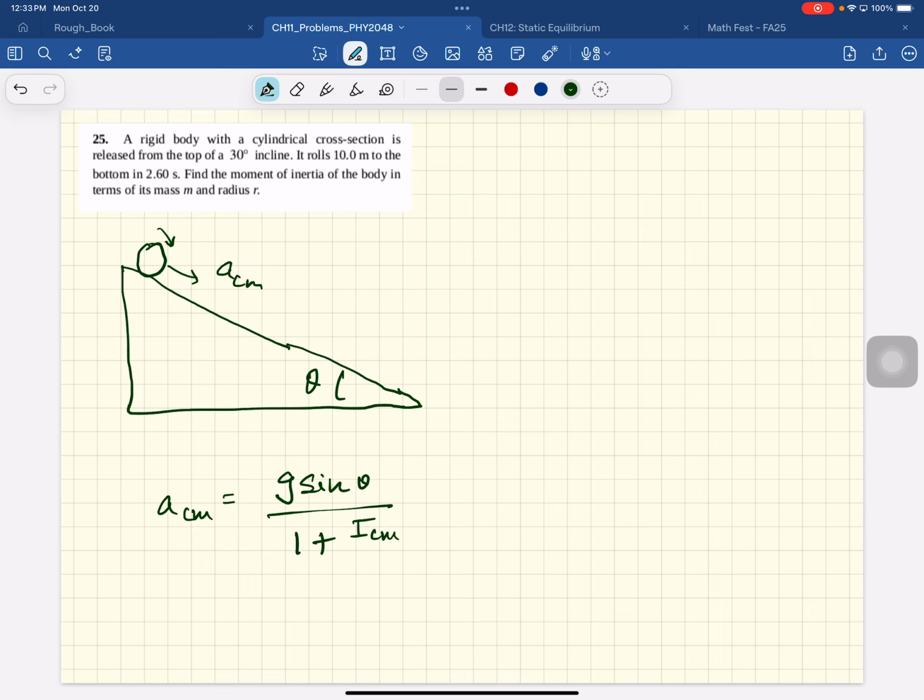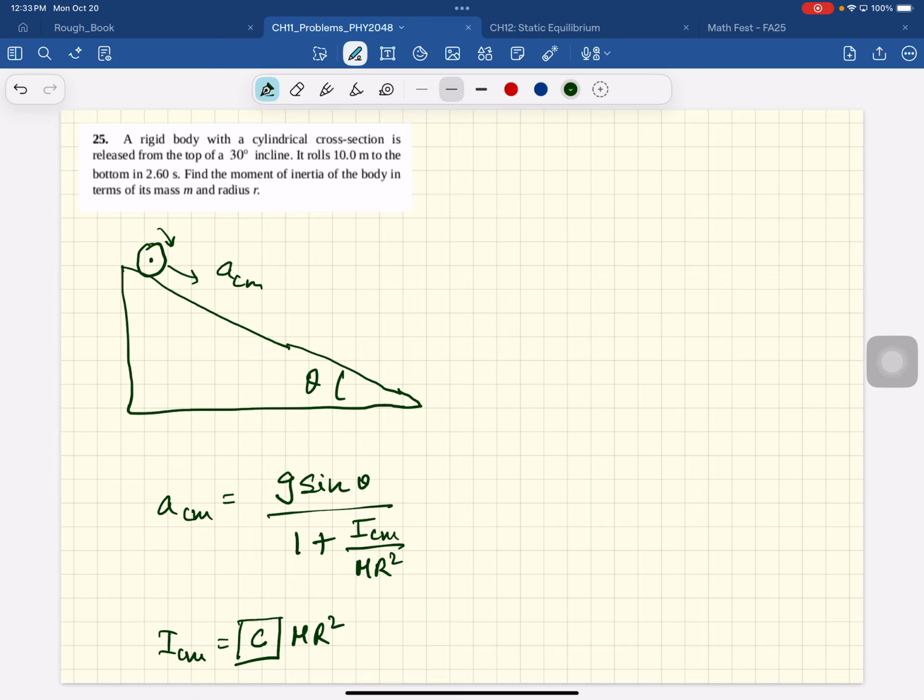That is the moment of inertia of the object about the center of mass of the object divided by mr squared. Okay. And this center of mass moment of inertia is some constant times mr squared. And in the problem, what we want to do is find this constant.